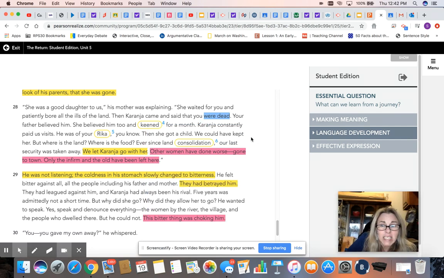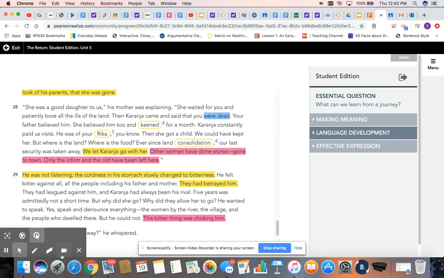But where's the land? Where's the food? Ever since land consolidation, our last security was taken away. We let Karanja go with her. Other women have done worse, gone to town. Only the infirm and the old have been left here."